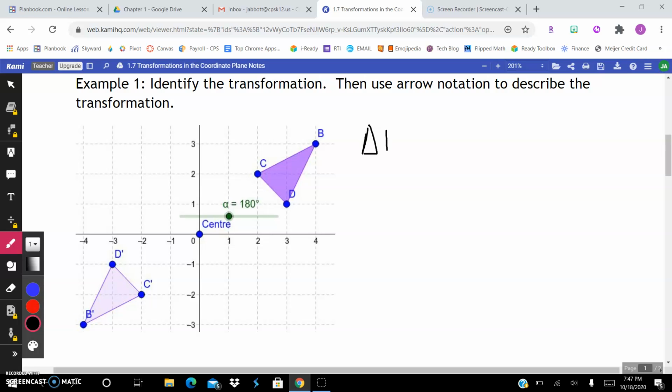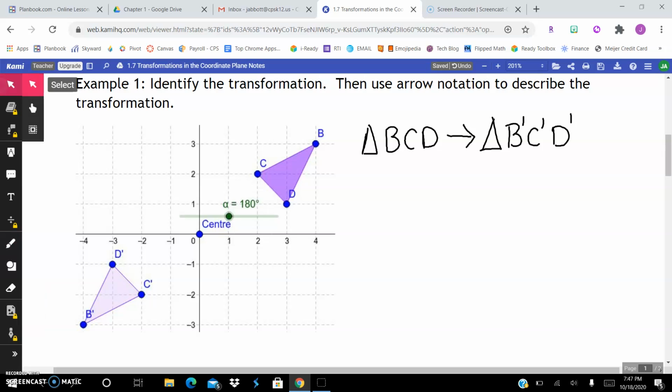So this is triangle BCD, and it was transformed to triangle B prime, C prime, D prime. So our image, our new figure, is labeled with that prime, which is just a little apostrophe behind the letters. And this is arrow notation. So just using an arrow showing what we're going from and then what we're changing to.